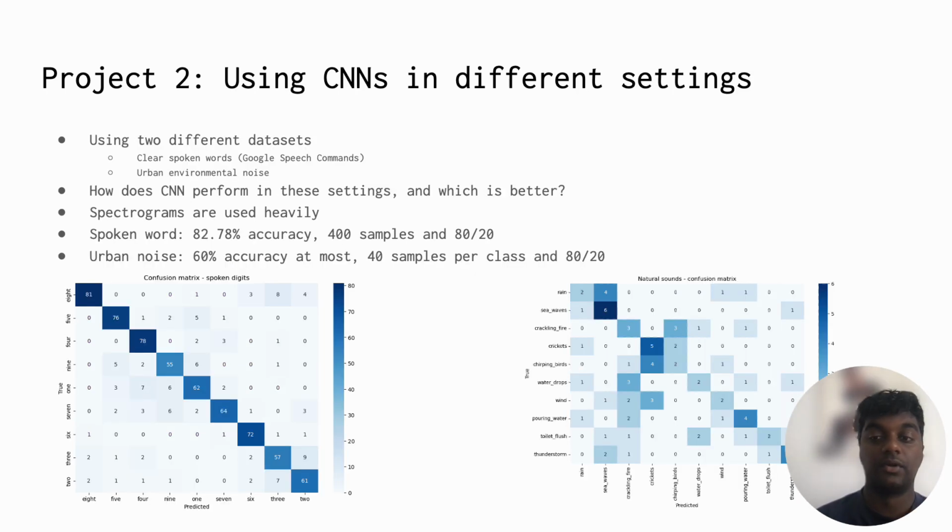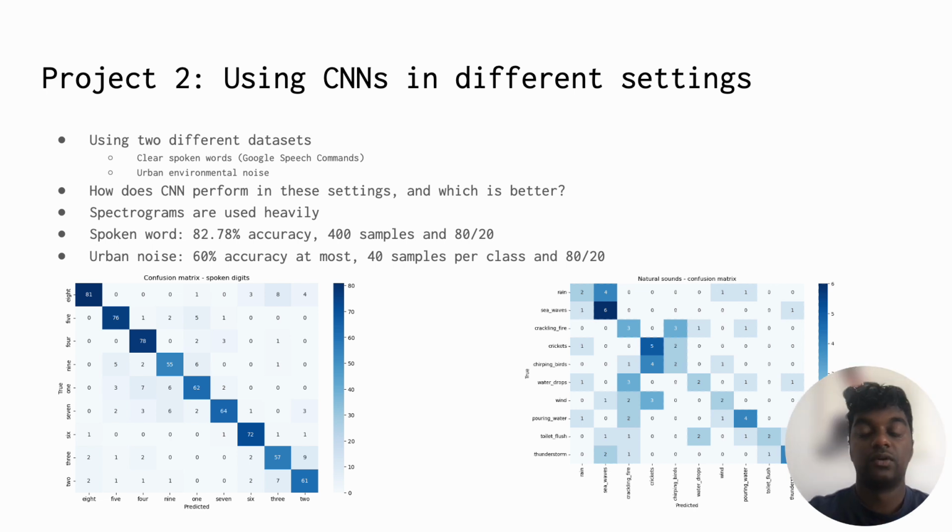The second part of the project focuses on the classification of spoken digits and environmental sounds using a convolutional neural network, or CNN. The purpose is to see how the CNN performs in these settings and which is better. Again, spectrograms are used very heavily. For the spoken digits task, the Google Speech Commands dataset was used, which contains thousands of short audio clips of isolated words, including the digits 1 through 9, which were the ones used in this project.